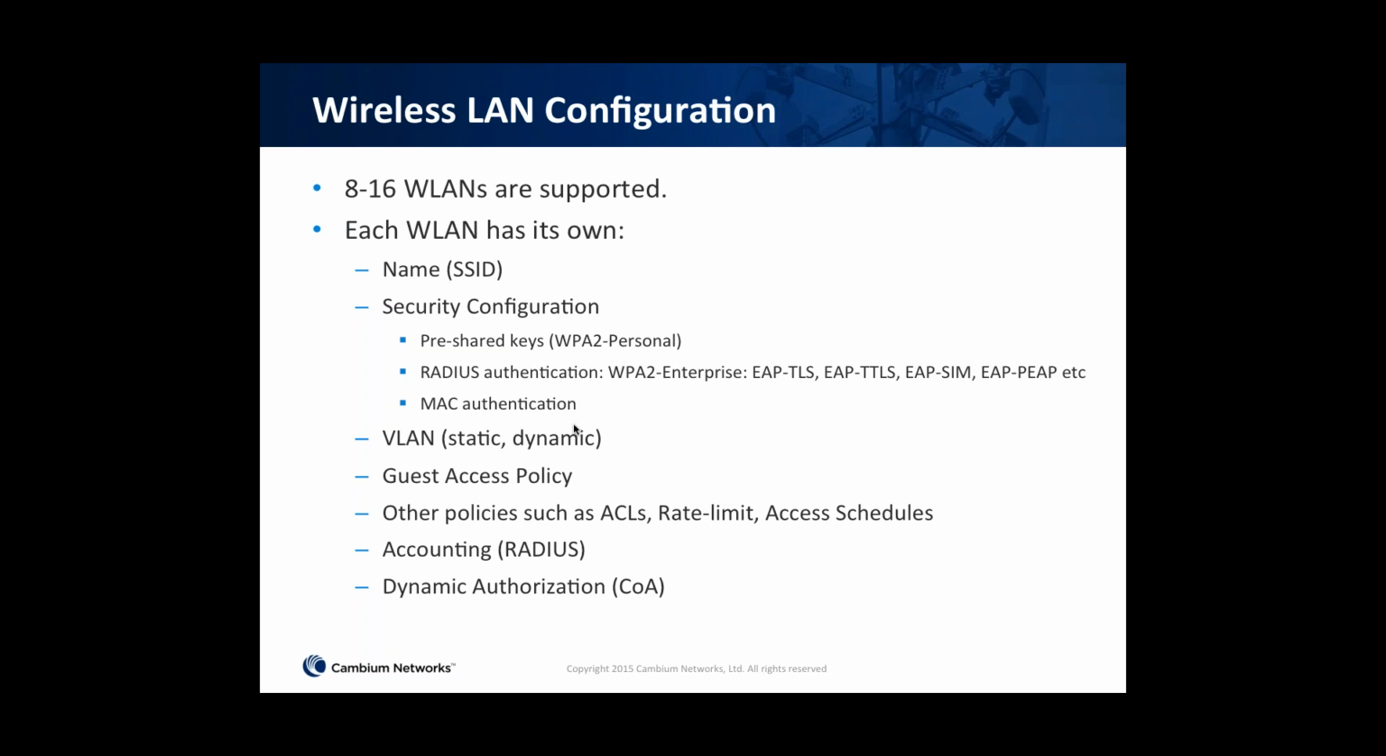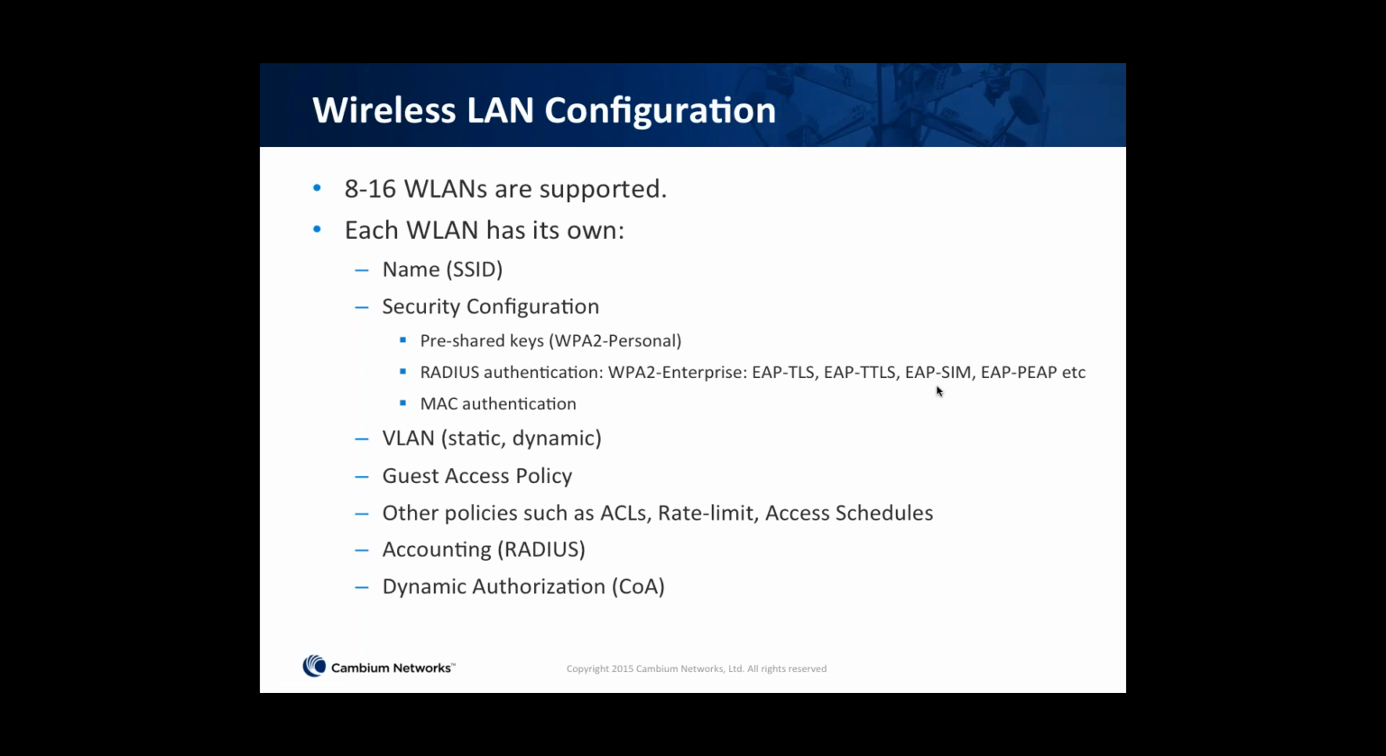You can also configure independent security. This could be pre-shared keys or WPA2 enterprise, where we do RADIUS authentication to a RADIUS server. Or you can choose MAC authentication, where the device will allow or deny access based on the client MAC. The MAC address can either be configured statically, or we can look up the MAC address on a RADIUS server. Similarly, VLAN can be configured statically, or we can assign a VLAN to a client from the RADIUS server.